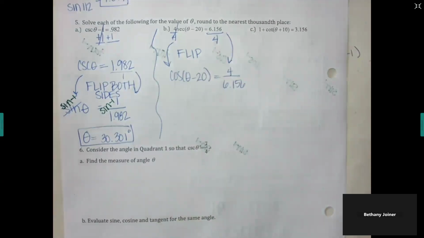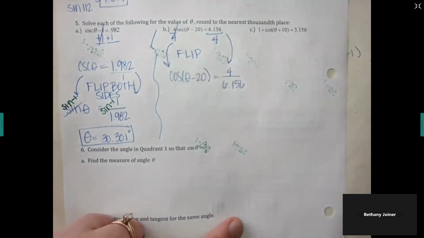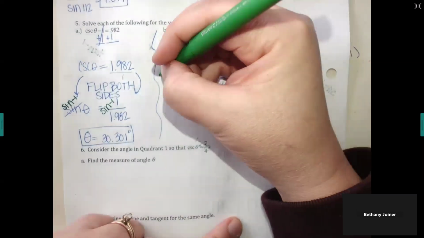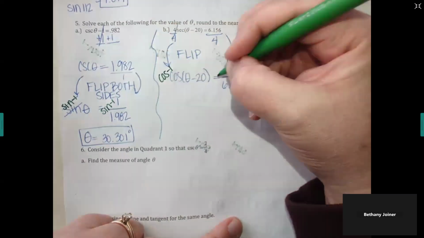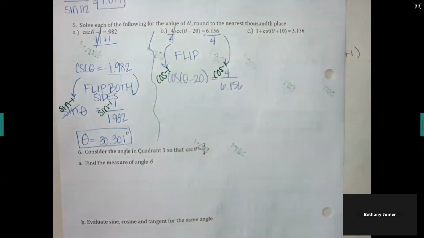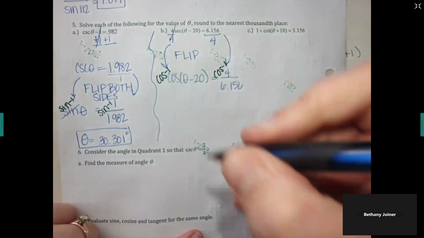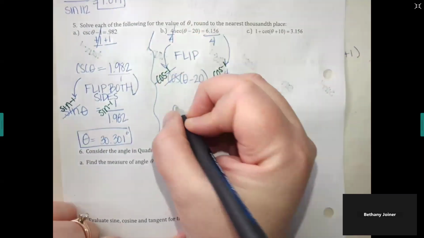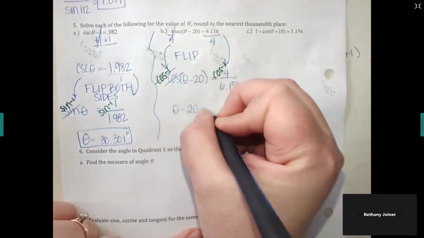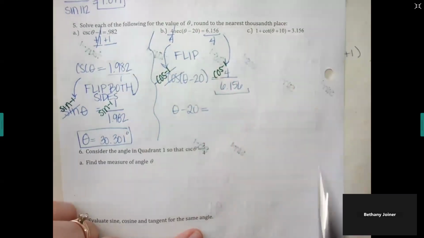And then from there, how do I get rid of the cosine? Inverse cosine. And then remember, cosine and inverse cosine, those cross each other out. So these guys are gone. We have theta minus 20 equals, and then I'm going to find what this number is.